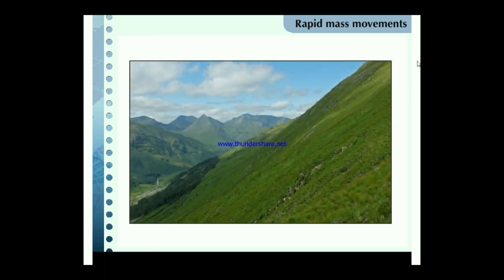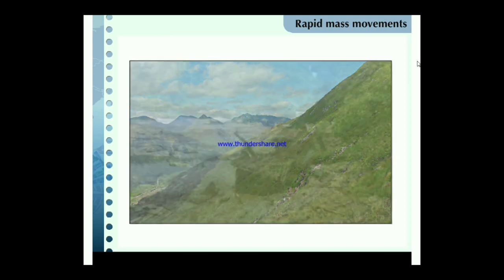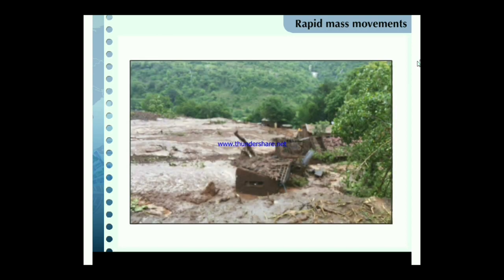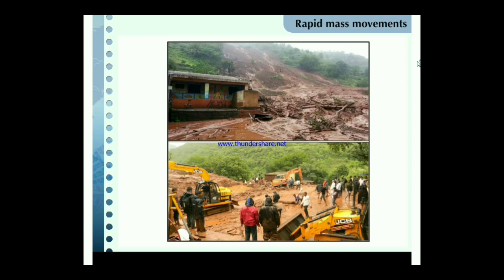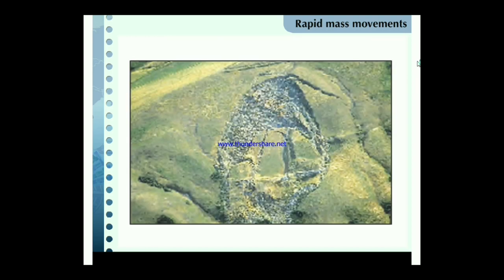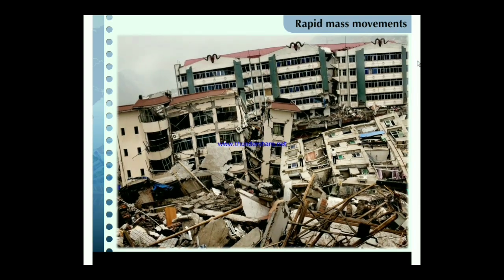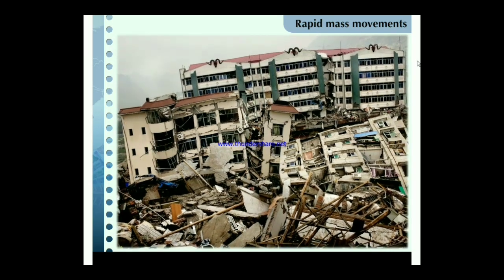A thick layer of weathered material forms on the slope. When it rains in such areas, the rainwater penetrates the weathered materials and their weight increases. The weathered materials move very rapidly and come down the slope. For example, the mudslide at Malin village of Pune district. Sometimes the weathered materials do not move downward but sink in situ, that is, where they are. This is called slumping. Such rapid mass movements may also occur because of earthquakes.